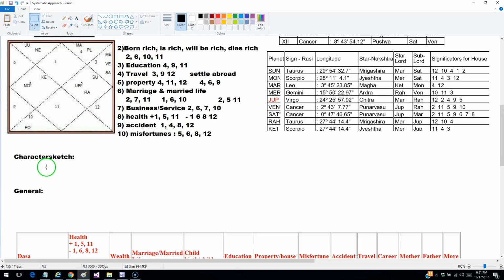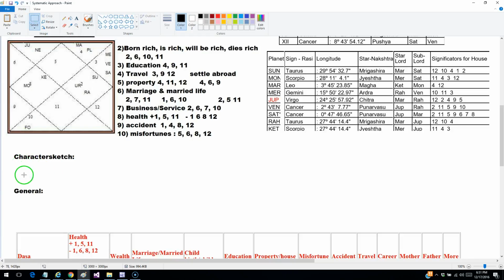Then you have to write about the character sketch. I have to do one video on how to assess the character sketch of a person, but in your worksheet, when you are analyzing this horoscope, this is your personal worksheet. This is not the worksheet that you are going to give to the client. This is your worksheet.